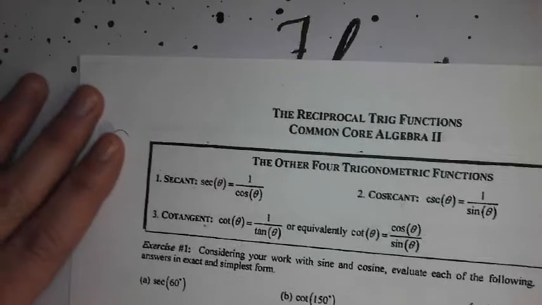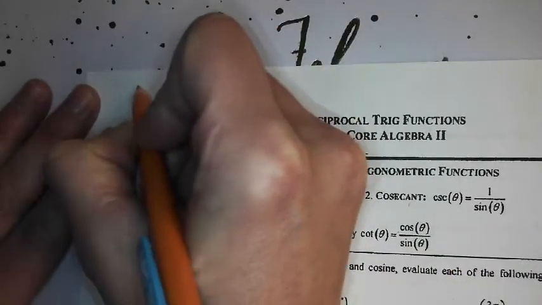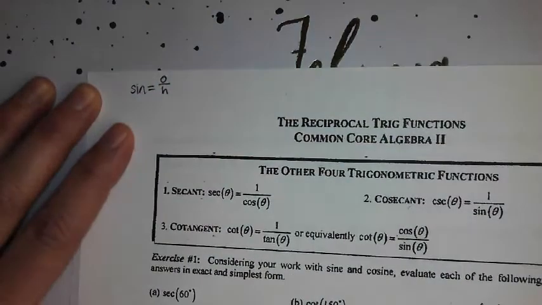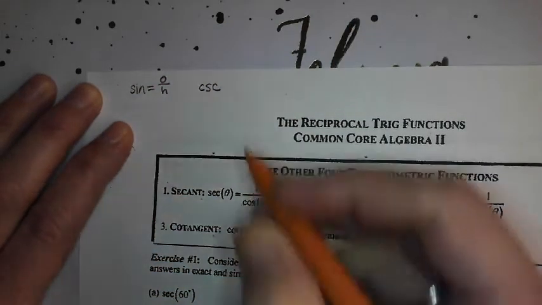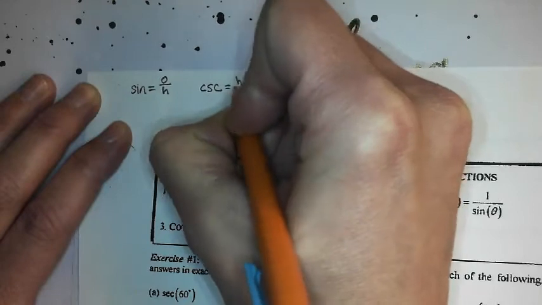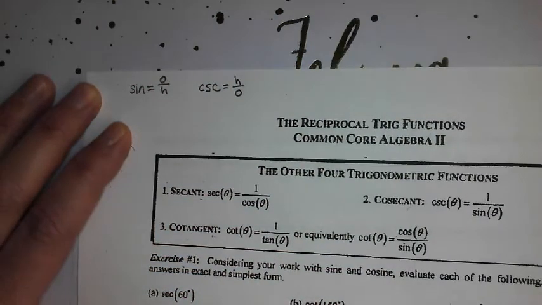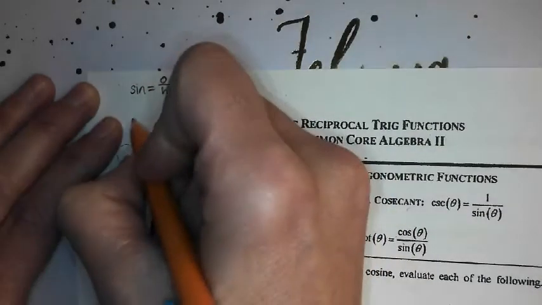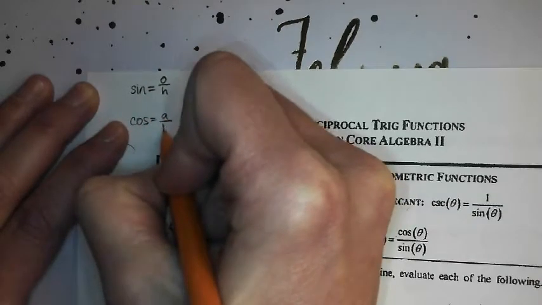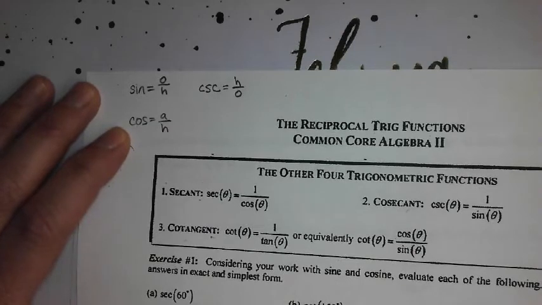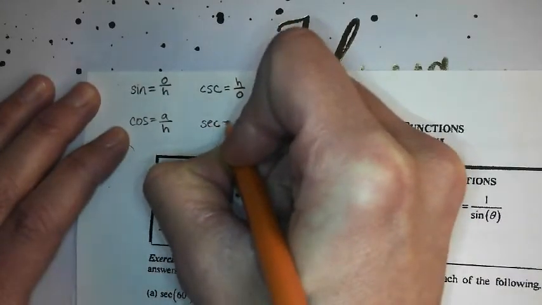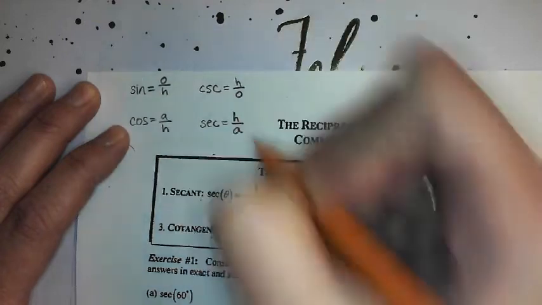So another way of presenting this that I want you to write down is, we know that sine is opposite over hypotenuse, right? So then the cosecant, which is abbreviated CSC, is just going to be the flip of that, hypotenuse over opposite. Cosine was adjacent over hypotenuse, A over H. So its reciprocal function is secant. So if you're ever looking for the secant, you're just going to flip that, H over A.